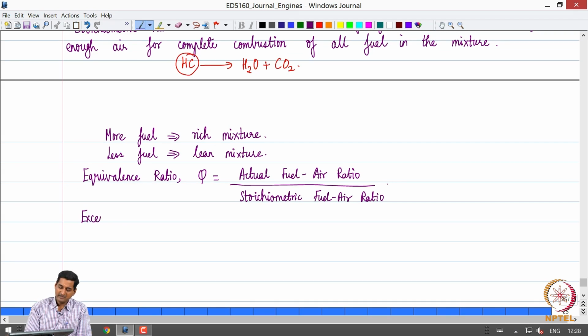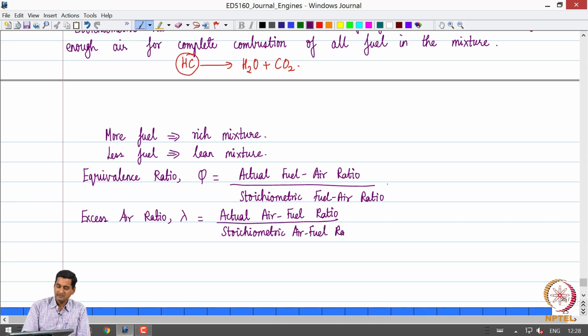Some people will use another parameter called excess air ratio. It is just the inverse of this. So, it is the actual air fuel ratio divided by the stoichiometric air fuel ratio. Okay. So, that is another definition. You just swap the ratios. First case it was fuel to air, now it is air to fuel.